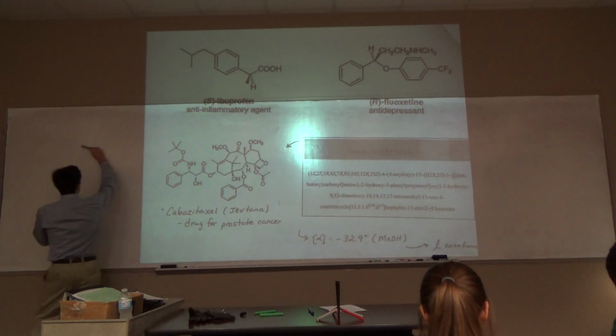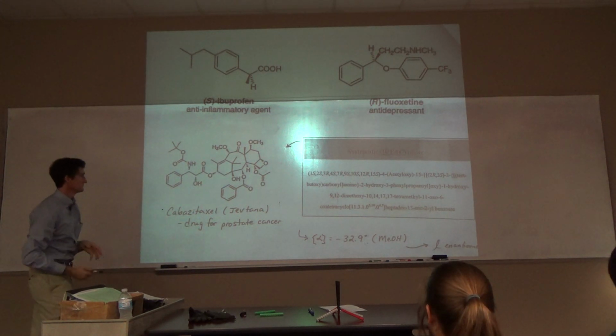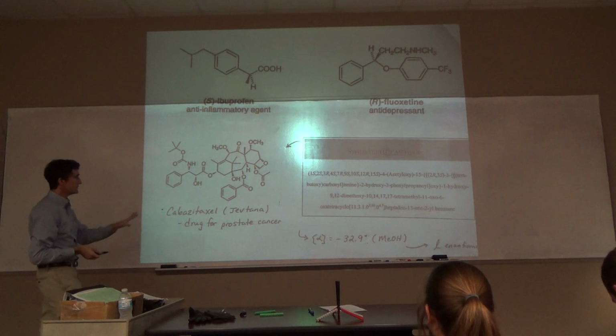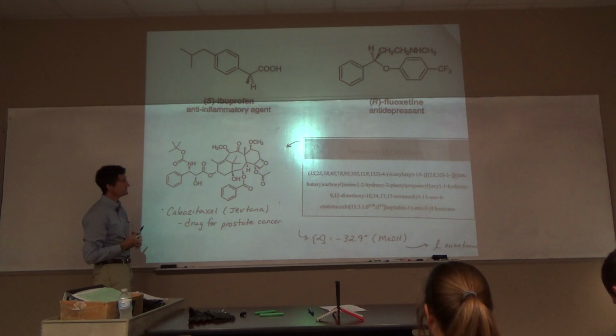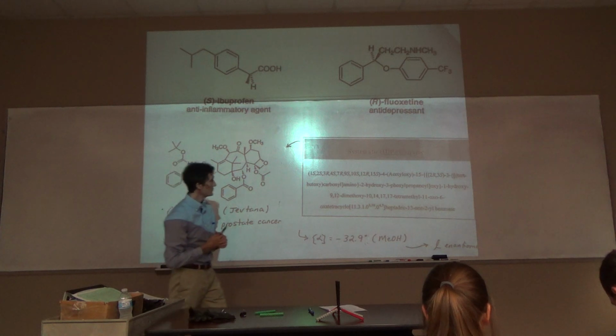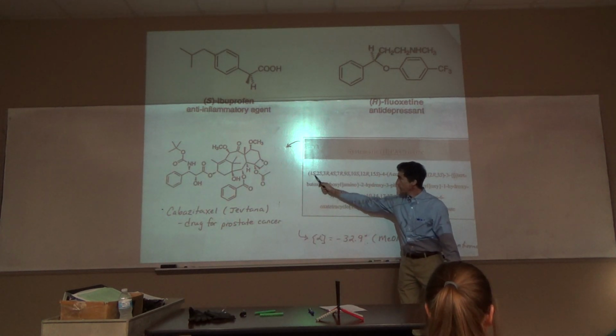Okay, we said multiple chiral carbons, but it's only D or L. Look at this huge molecule. It's a drug used to treat prostate cancer. But it has multiple chiral carbons. You've got to be able to find them, recognize them. Sometimes they may be shown generically, but it's still a chiral carbon. You can't actually name all the chiral sites.